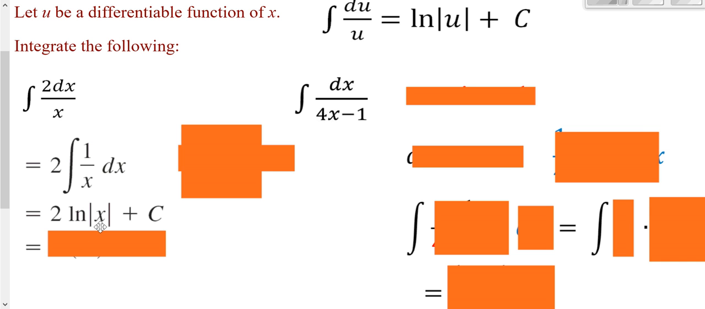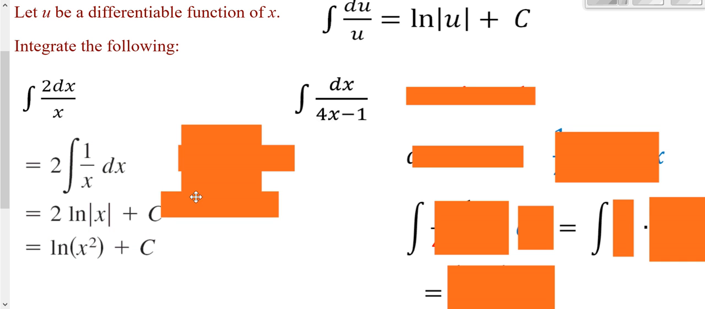Now remember, whatever is after your log is positive, so that's why we have the absolute value. But if I can take my 2 and put it up here and I'd have an x squared, I don't have to worry about absolute value because x squared is always positive, with the exception of 0. It doesn't make sense that we can put in 0 because 0 wouldn't be a part of your original problem, because you'd be dividing by 0.